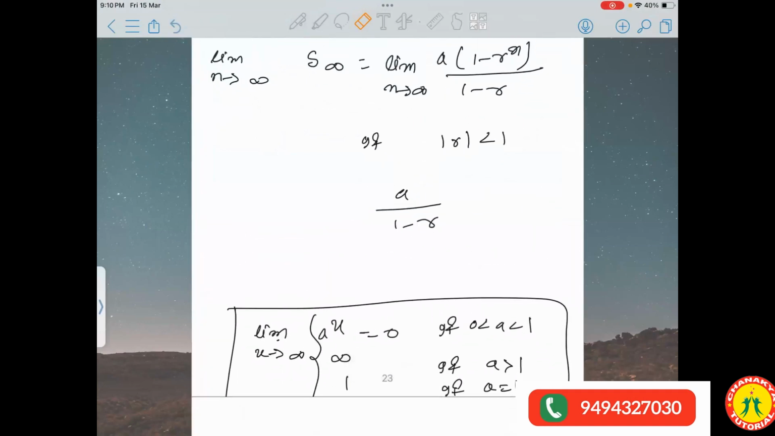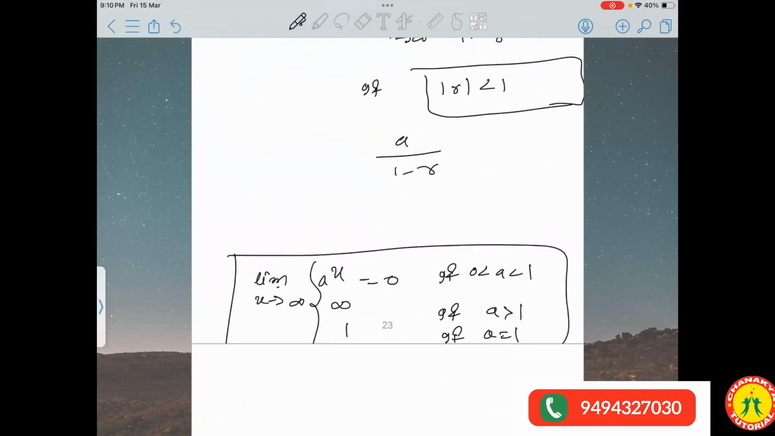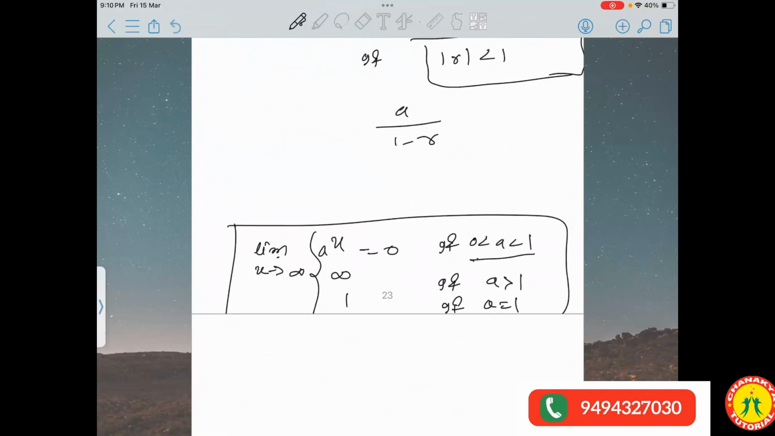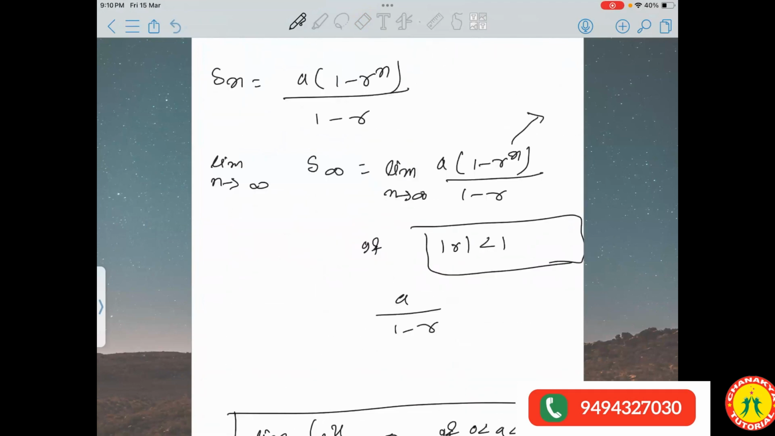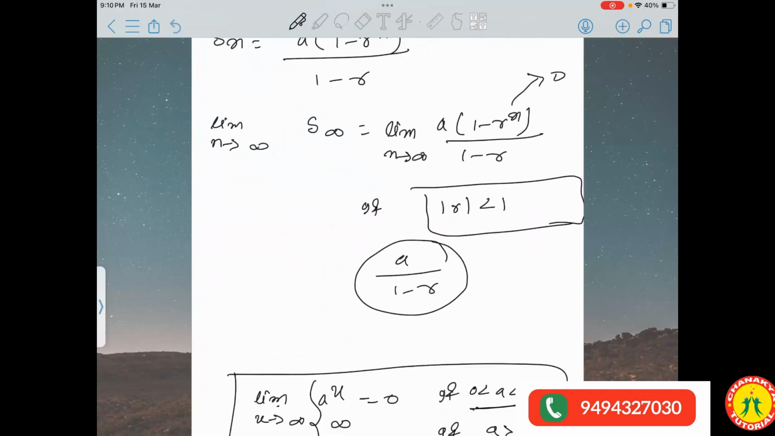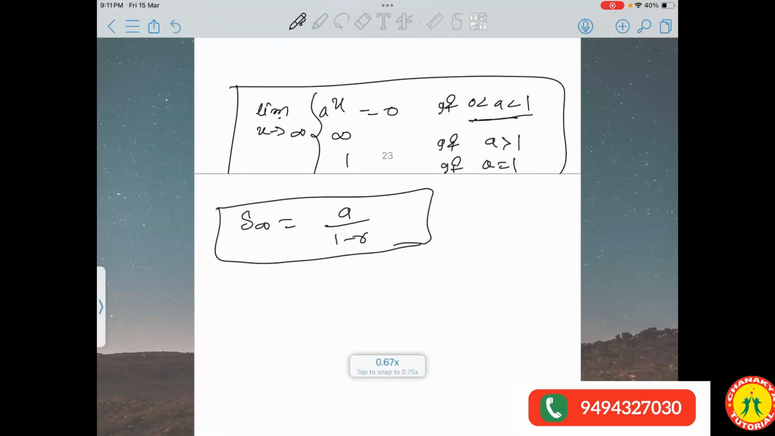So S infinity is valid only for mod of r less than 1. Because mod of r is less than 1, we can apply this formula. r power n goes to 0, so we get a upon 1 minus r. So we need to remember S infinity is equal to a upon 1 minus r. I explained all this so you understand why and how the formula for S infinity, a upon 1 minus r, comes.